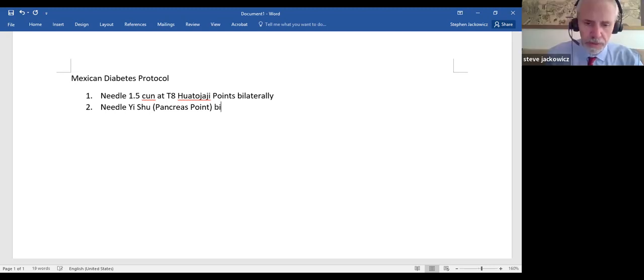Pancreas point bilaterally. Now the pancreas point, Yishu, is 1.5 sun lateral to T8.